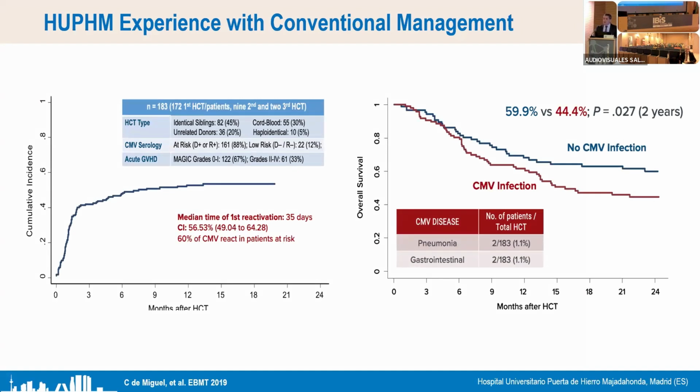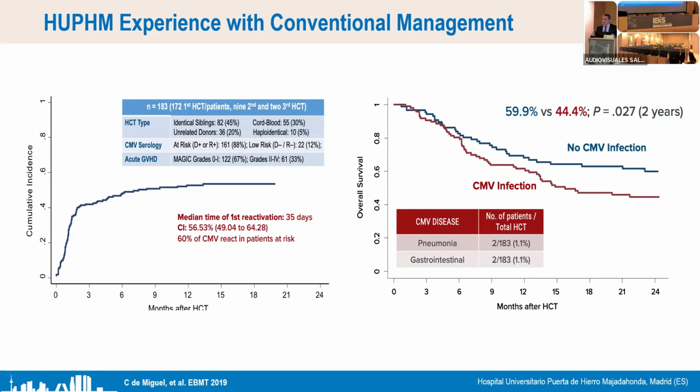Our results are very similar to what you would see in any other transplant center in the world. Our cumulative incidence of infection was around 57%, 50 to 60%, and that depends on the type of patients you treat, whether you do more or less high risk, cord blood transplant, haploidentical transplant. It depends on a number of things, but that's about the rate.